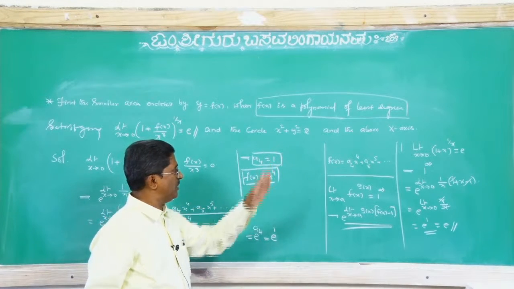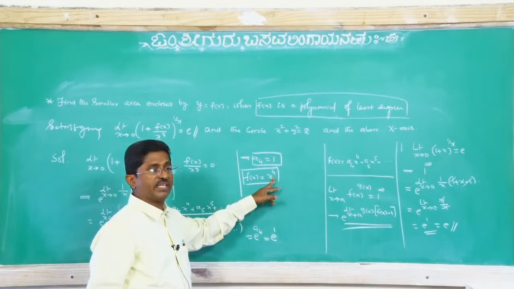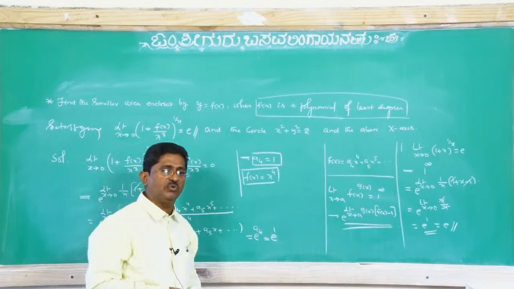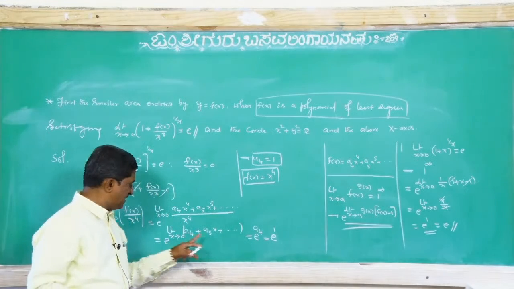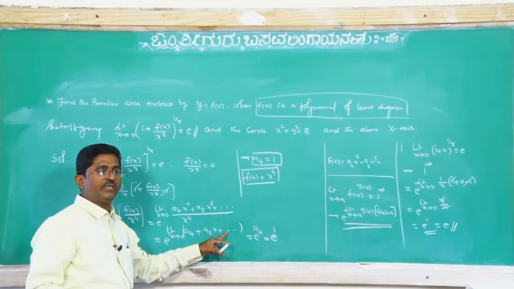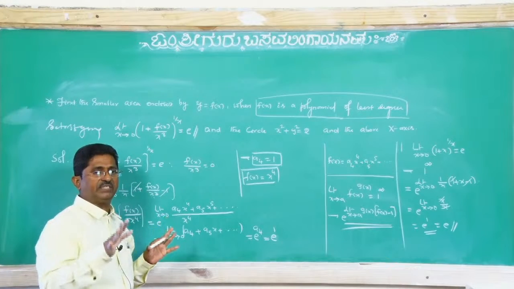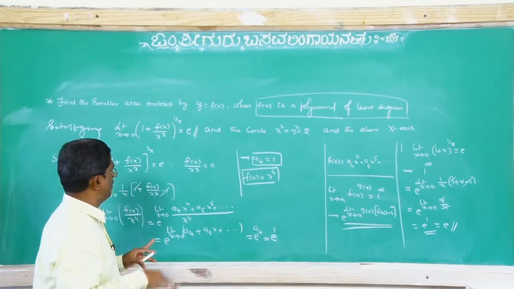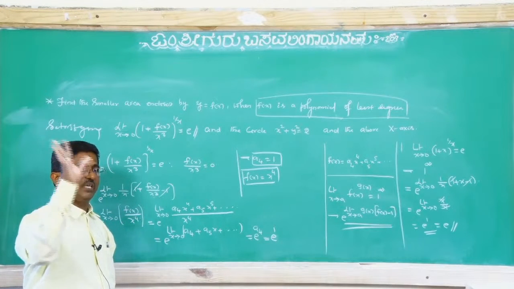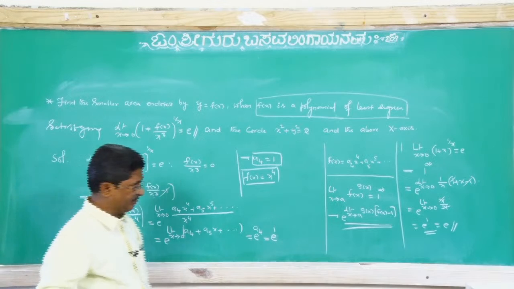Therefore, when a4 is equal to 1, f of x is equal to x to the power of 4. The remaining coefficients should all be equal to 0. What is the reason? You can understand here, substitute x equal to 0: 0 into a5 is 0, 0 into a6 is 0, the process is continuous. We got the polynomial f of x, and the circle is given. From now onwards, we can solve in a very simple manner, right?